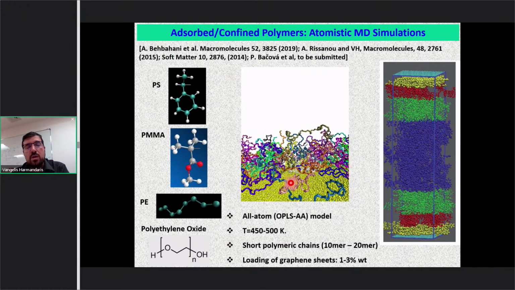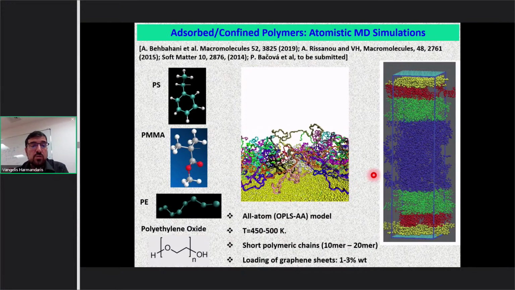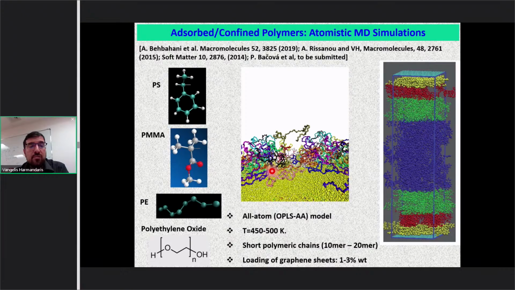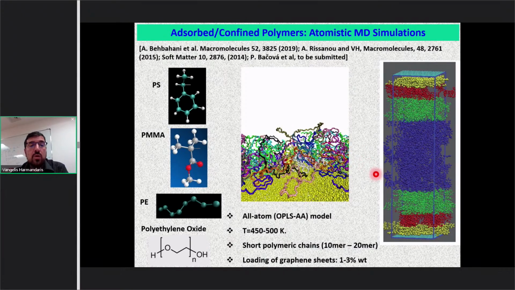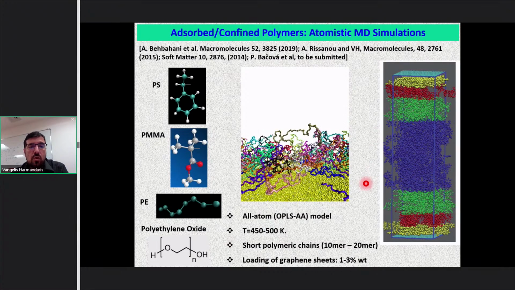This system is under equilibrium. So what you see in this movie are more or less the Brownian, thermal fluctuations of the system. If we apply the flow field, and there are ways via non-equilibrium molecular dynamics simulations that I present here, then we have the flow field.